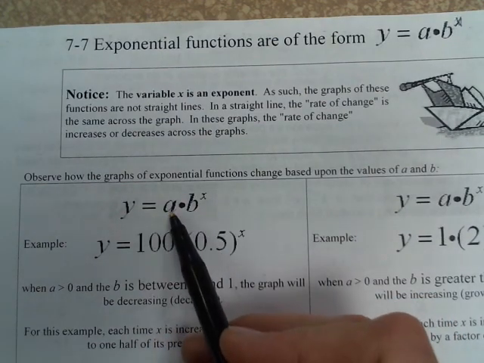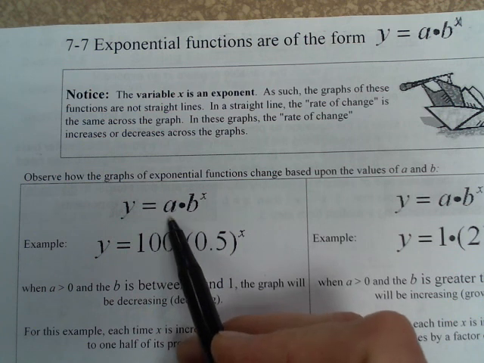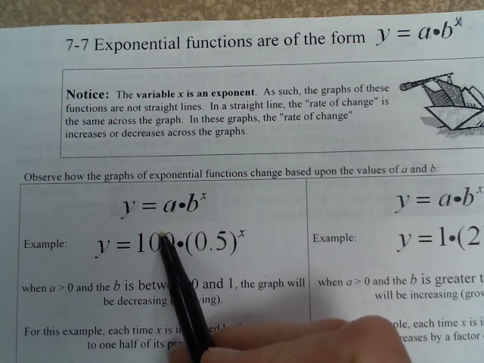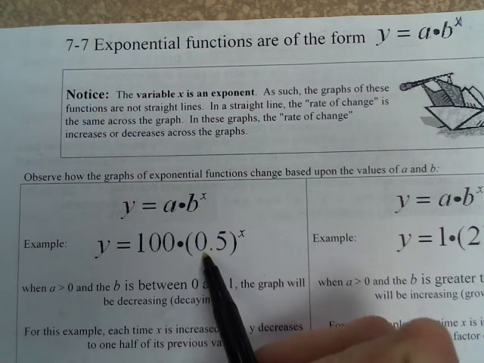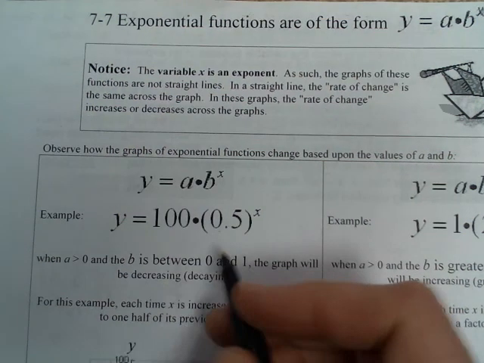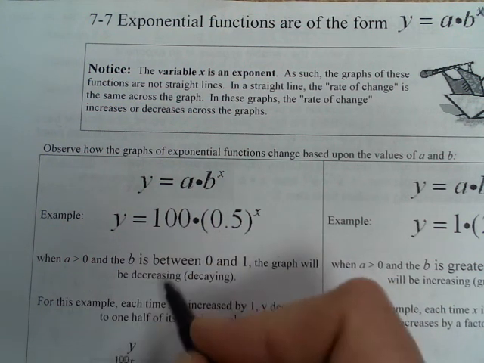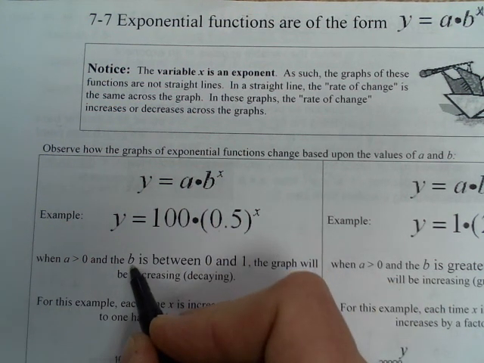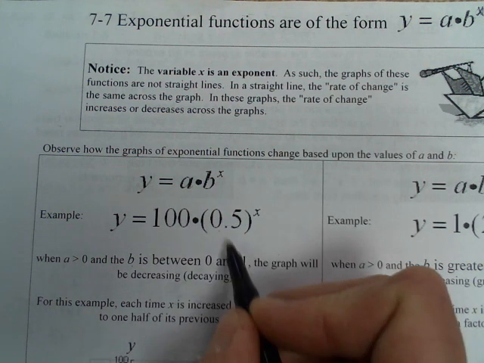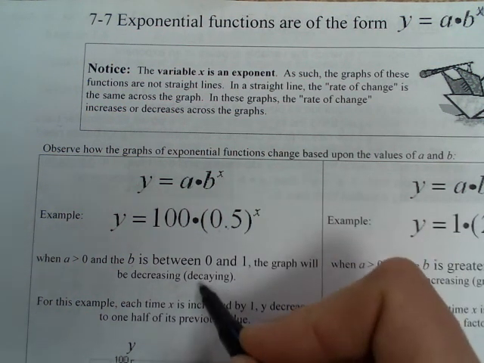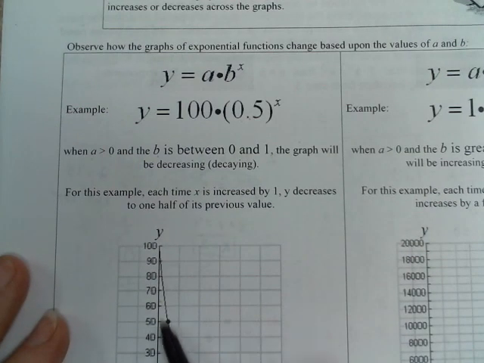Y is equal to a times b to the x, here's just a general exponential function, but we're going to have a specific function. We're going to let a equal 100 and b equals 0.5. Most of the examples that we'll do, this a value is going to be positive, and the b value is what's changing. If b is between 0 and 1, in this case it's 0.5, the graph will be decreasing. The graph will look like this.